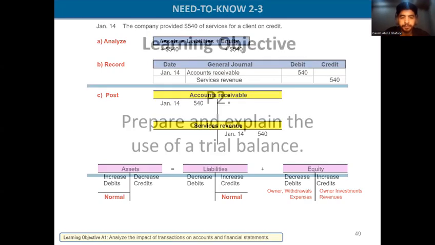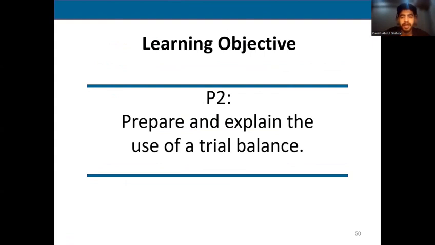Moving forward. Okay. Now, guys, we will be discussing and explaining the trial balance. We will learn how to prepare and explain the use of trial balance in the next video.